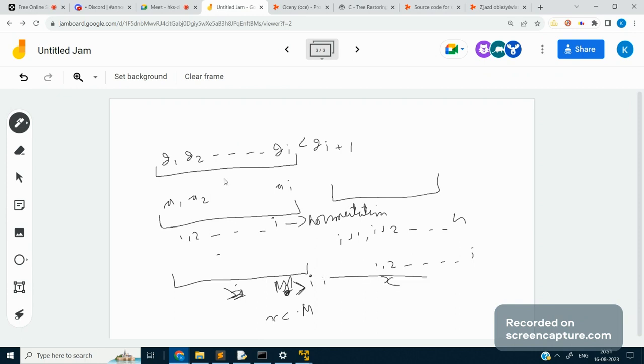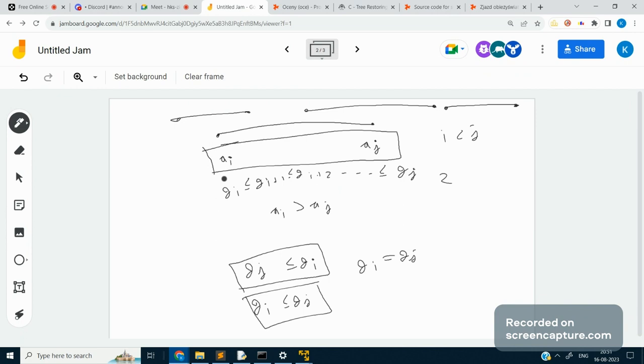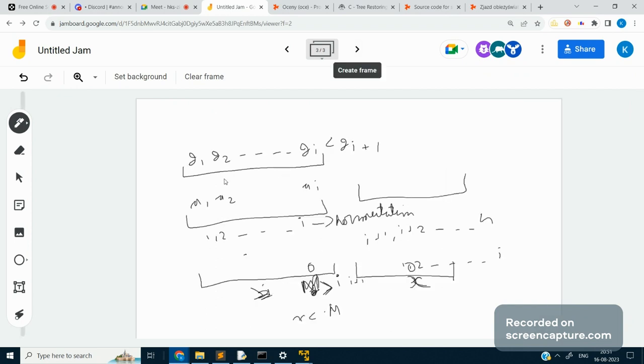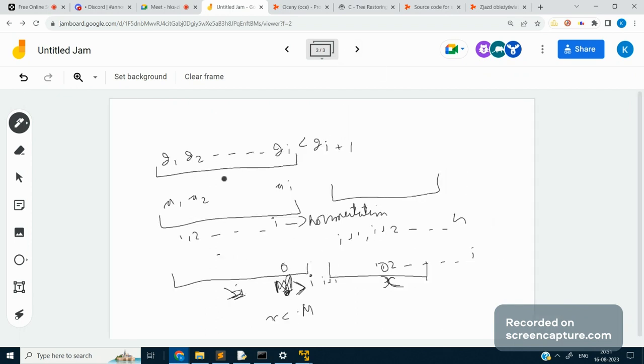This is a split into two parts: the first I elements and the last n minus I elements. So the maximum element here is greater than the minimum element there. There's an element which is less than the maximum element. This means that the grades of these two must be equal by our previous property, that if ai is greater than aj and I is less than j, then all the numbers in between have the same grade. So this means that gi and gi plus 1 are the same.